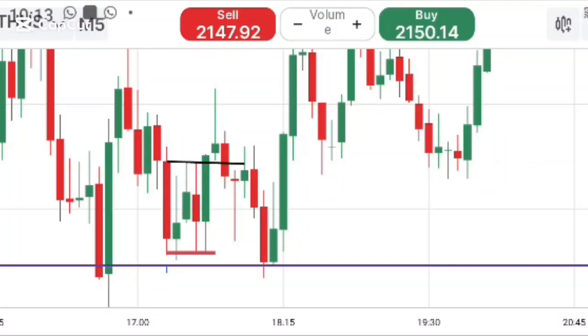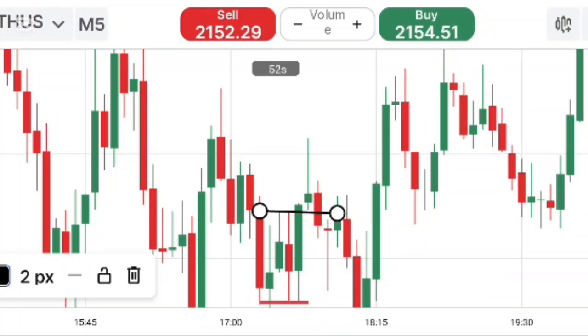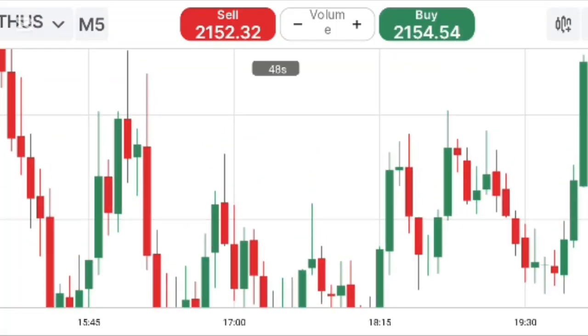Let's talk about liquidity engineering. Have you ever heard the word liquidity engineering? What does it mean? How does this affect retail traders? It is very important for you to understand this because as a retail trader, if you do not understand what liquidity engineering is, you will always fall into the trap.